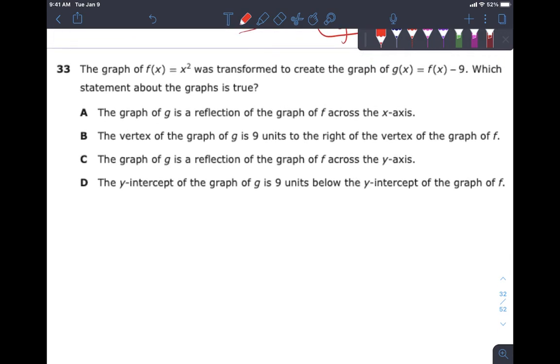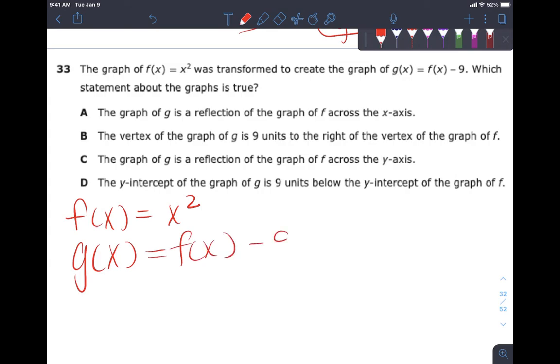So here they got a lot going on, like way too much going on. They said the graph of f of x is equal to x squared. And it was transformed to create the graph of g of x, which is f of x minus 9. Which statement about the graphs is true? Okay. First thing, what I want to do is I want to write this out. F of x equals x squared. G of x equals f of x minus 9.